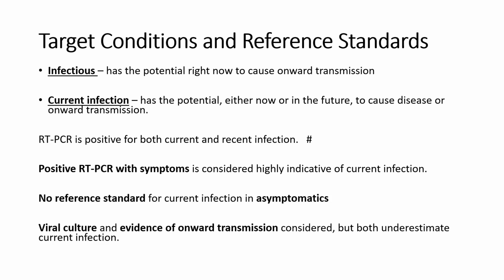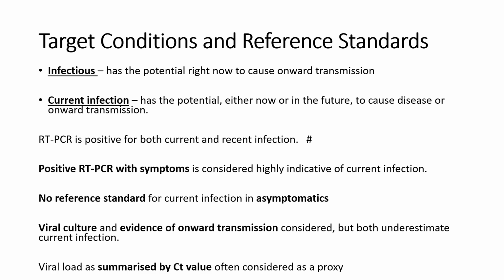There are two types of outcome study we've been looking at. One is looking at viral culture studies and saying if somebody can have a positive viral culture from their swab, they probably have current infection, or evidence of onward transmission where somebody has actually become the source of a secondary case. They must have been infectious, but both of these will underestimate current infection. Viral culture, because it's not very sensitive and very dependent on operator and laboratory experience, and onward transmission is going to be prevented when people isolate, which we hope they have been doing.